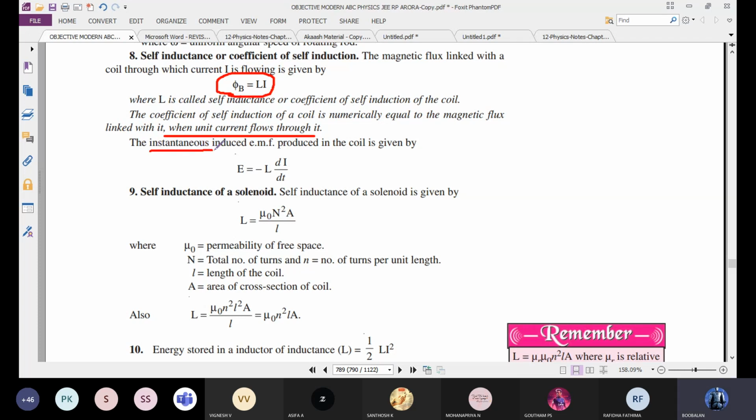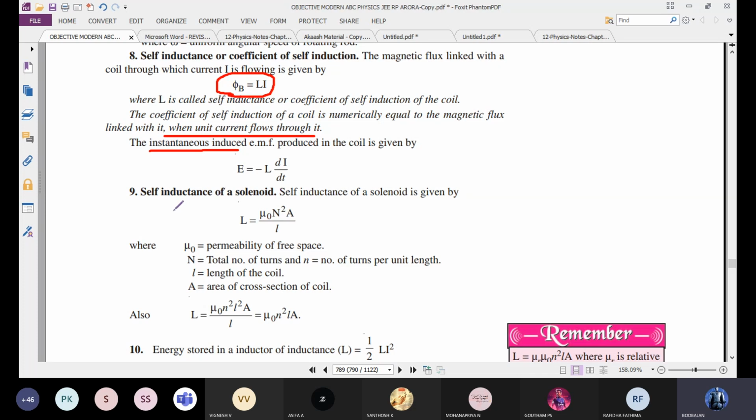Instantaneous means it is changing. E is equal to minus L di by dt, applying Faraday's law of electromagnetic induction.